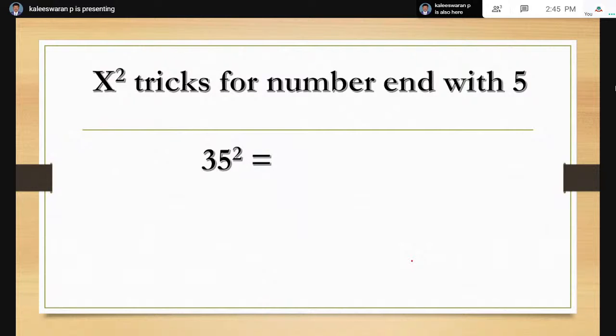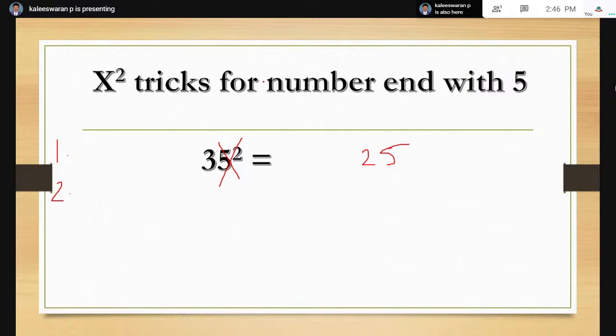Squaring tricks for numbers ending with 5. What about 35 squared? How to find the answer? We need to follow 2 steps to find the answer. The first step is that 5 squared always ends with 25.